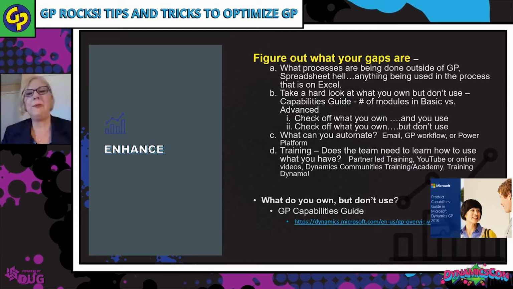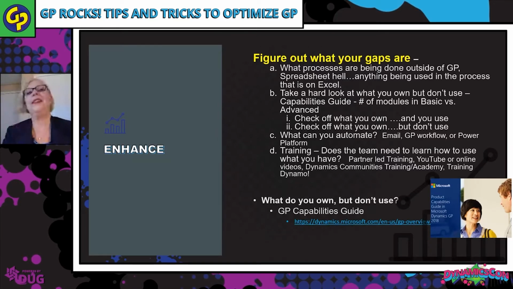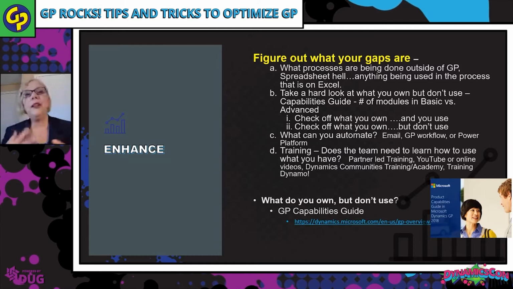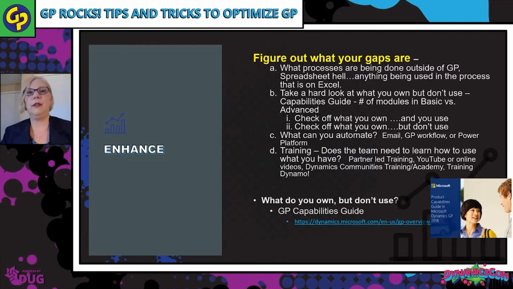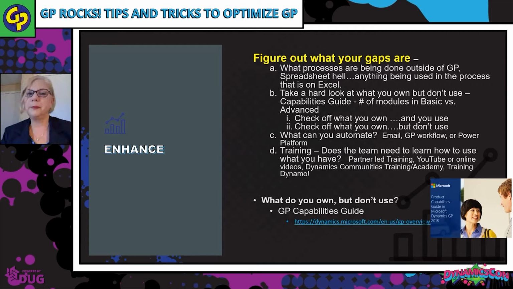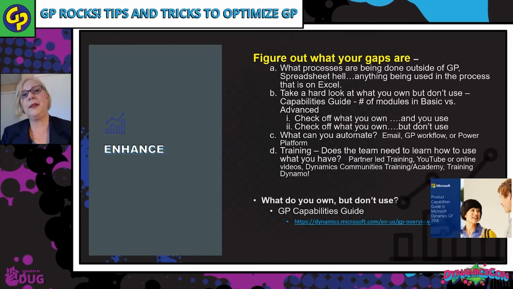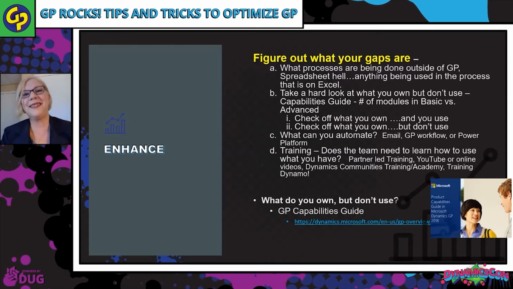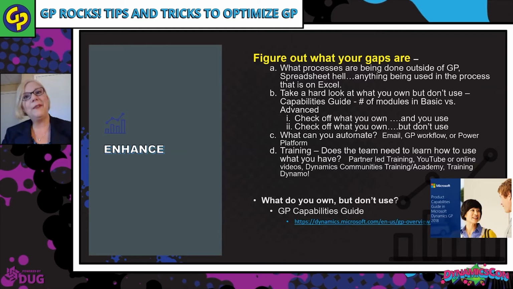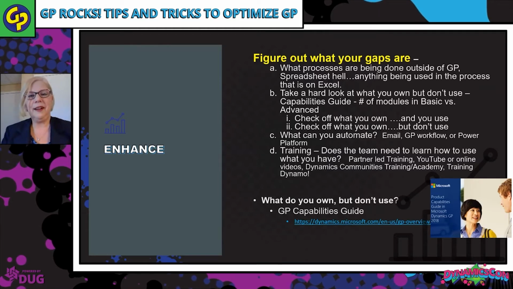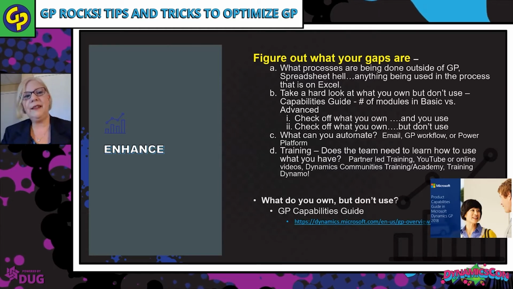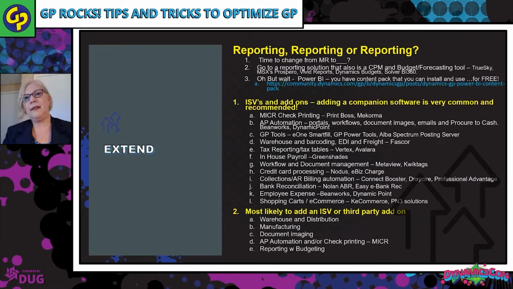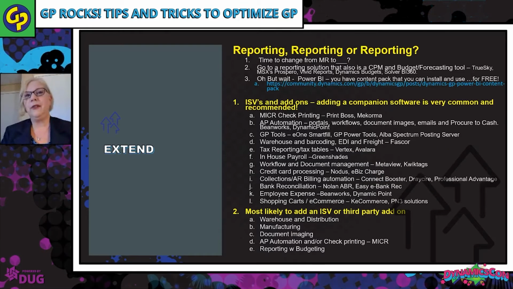Training Dynamo, I know she has a session on DynamicsCon. So all of these are tools that you can use that don't really cost a lot, but I would definitely do some investment in your team. If they know how to use the system better, they'll be more efficient. All right, so that's enhance. And then the next thing is extend. So what can you do to extend GP?